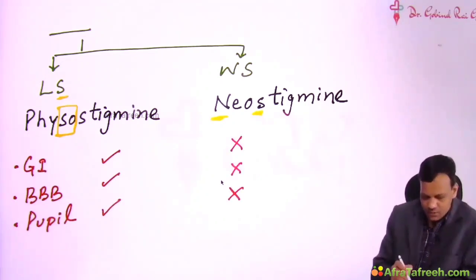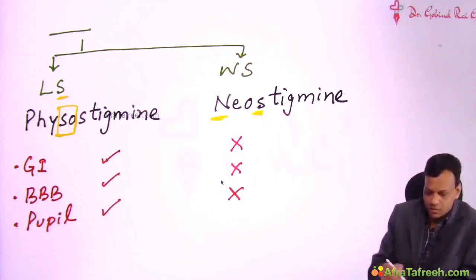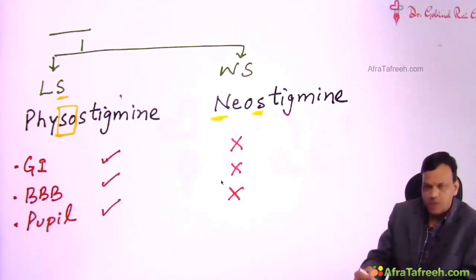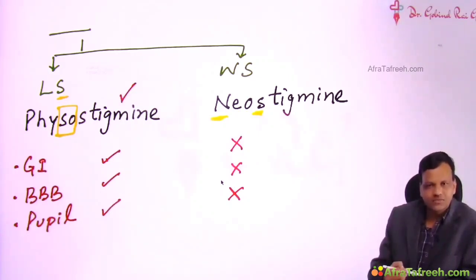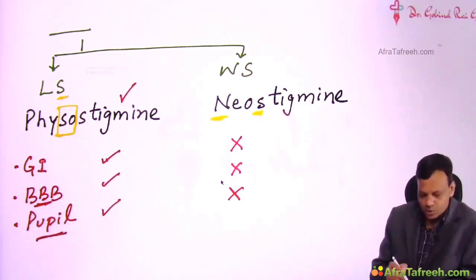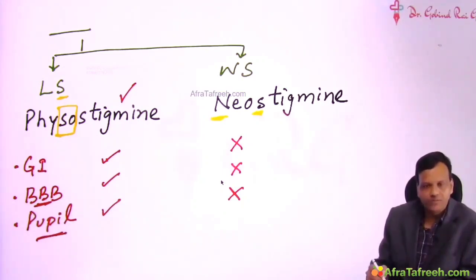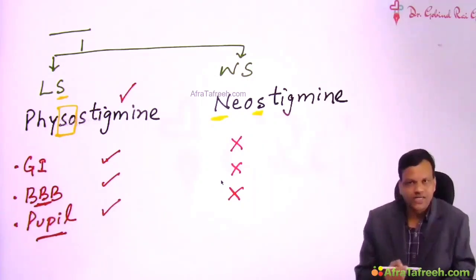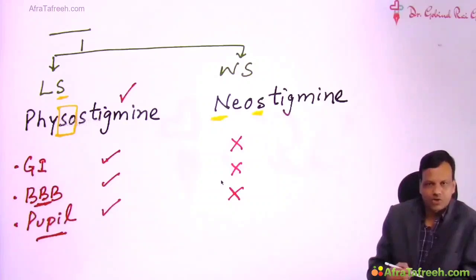So that means physostigmine can be absorbed from the GIT, so it can be given orally, whereas neostigmine like drugs are commonly given by injection. Physostigmine like drugs can cross the blood-brain barrier, so they can enter the brain and produce the effect there. Neostigmine will have no central effects. Physostigmine can cross the corneal membrane and produce effect on the pupil, so we can use it in glaucoma, whereas neostigmine will not have any effect on the pupil. That is the basic difference. So we'll start from the lipid soluble drugs and then we'll discuss neostigmine, that means the water soluble drug.